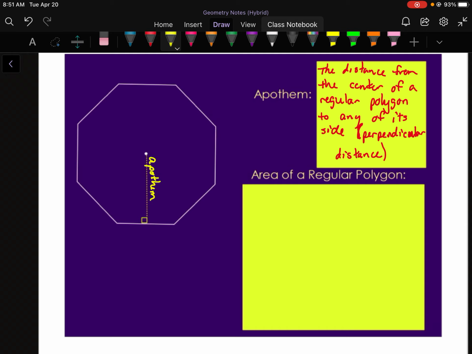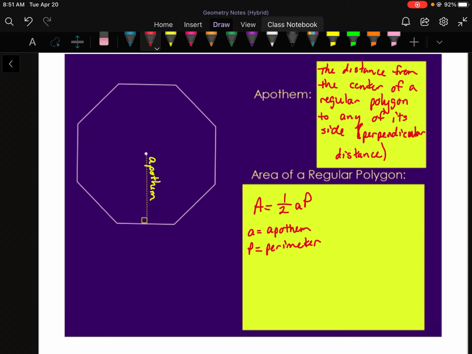All right, so the area of a regular polygon is going to involve the apothem, of course. So to find the area, you're going to take 1/2, and then we're going to take A, which is our apothem measure, times P, the perimeter. So I'll write a little note. A is the apothem. P is the perimeter of the object.